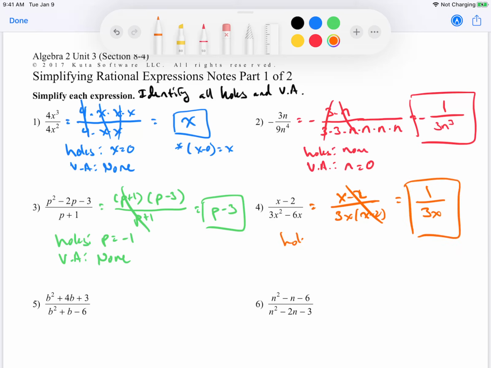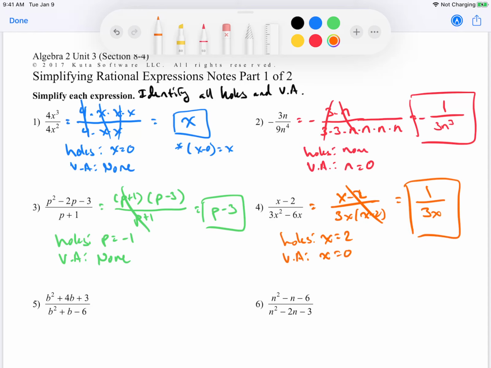And so this is going to be a case where we actually have both a vertical asymptote and a hole. Because I could get rid of the x minus 2, we're going to have a hole at x is equal to positive 2. And because I couldn't get rid of the 3x in the denominator, that means I'm going to have a vertical asymptote at x equals 0, okay?